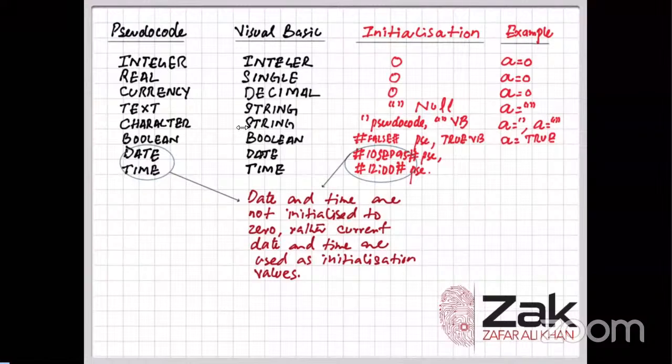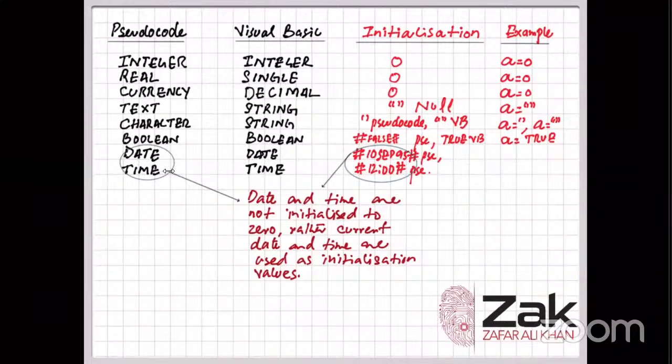And then we initialize Boolean with false. Date and time we don't initialize basically. If we need to initialize date and time, what we do? We basically assign the latest time and date to it. All right.